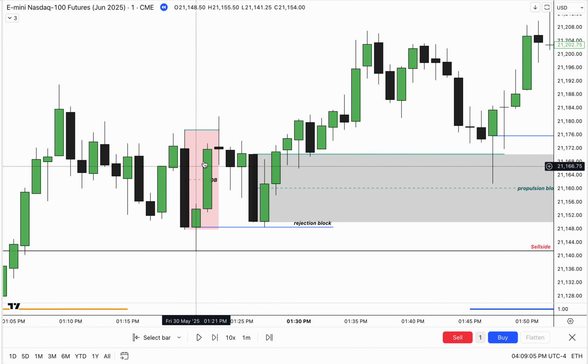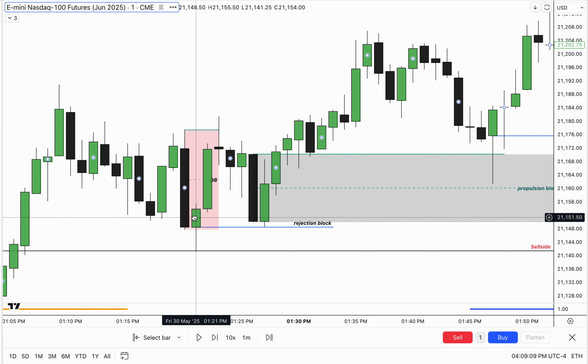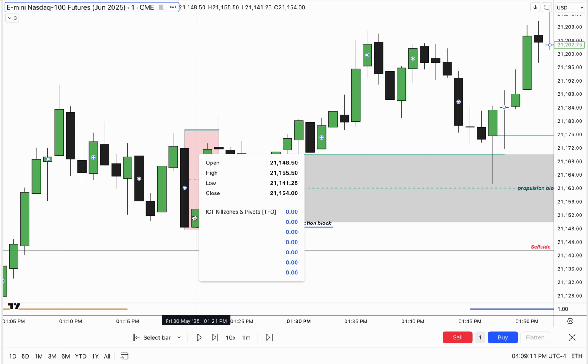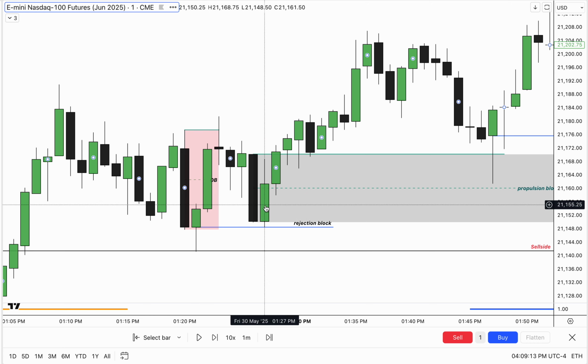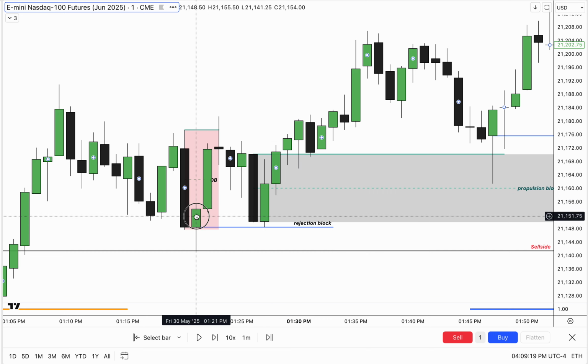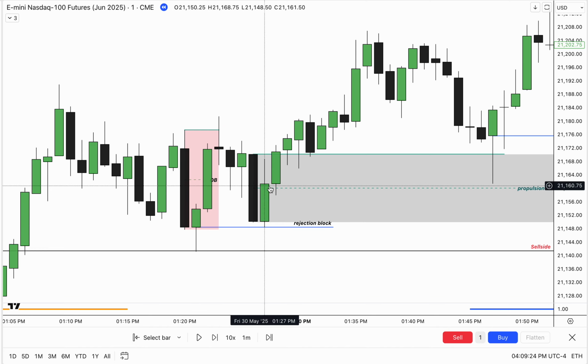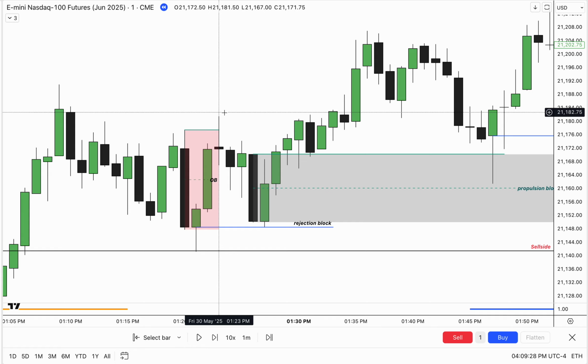And we run higher, we come back down, and we tap that exactly. So if you look here, the open of this candle is 21,148.50. The low of this candle is 21,148.50. Okay, exact. That's a rejection block. It's basically just retesting the open of the candle that created the movement higher.